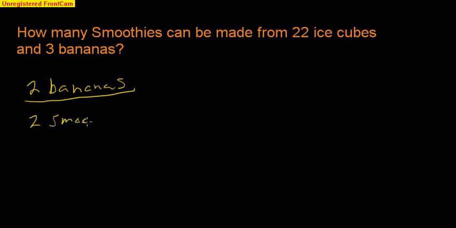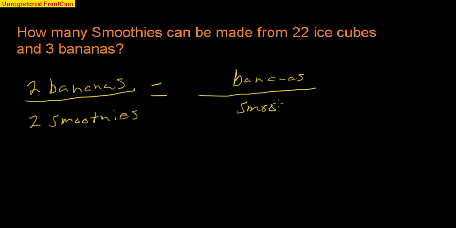The reason why I am focusing on the bananas is because I know that is my limiting reactant. So once my bananas run out, I know that my recipe is over, I can't make any more. So that's why we're looking at bananas compared to smoothies. I'm going to keep my unit bananas on top, and my smoothies on bottom. So go up to my problem. How many smoothies can be made from 22 ice cubes and 3 bananas? I'm going to put 3 bananas here, and X smoothies on bottom.